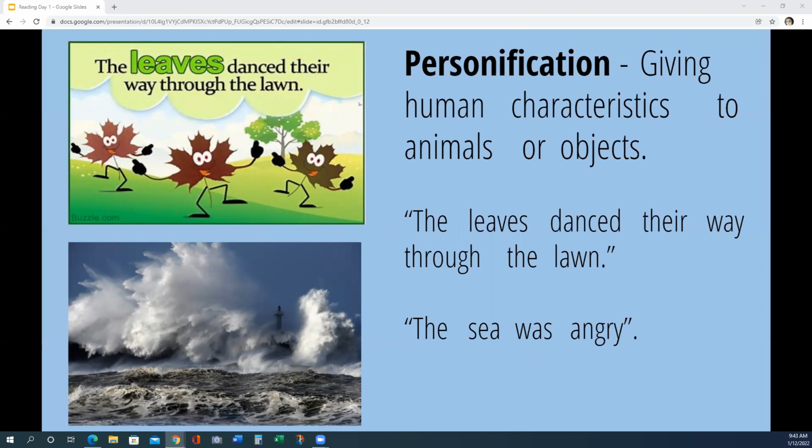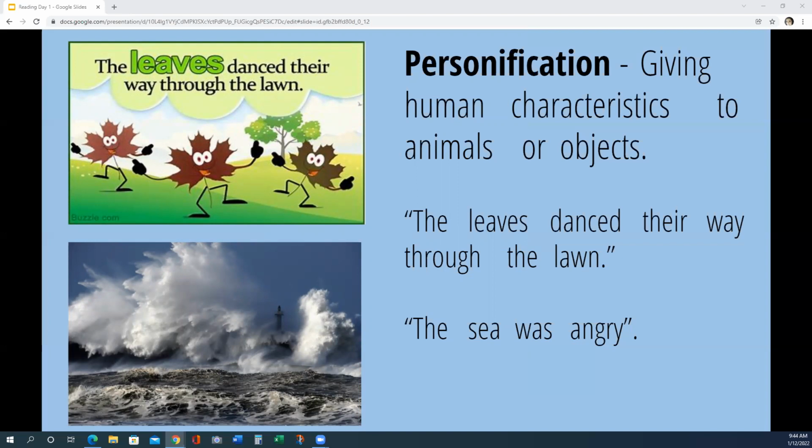But if we're writing and we're trying to create a picture for somebody, it's much more creative to describe it as they danced their way through the lawn. And if you sit and watch leaves in the fall blowing across the yard or the parking lot, it really does look like they're dancing. So that's a good description, but that is personification. We're giving a human characteristic to an object, which in this case would be a leaf or leaves.